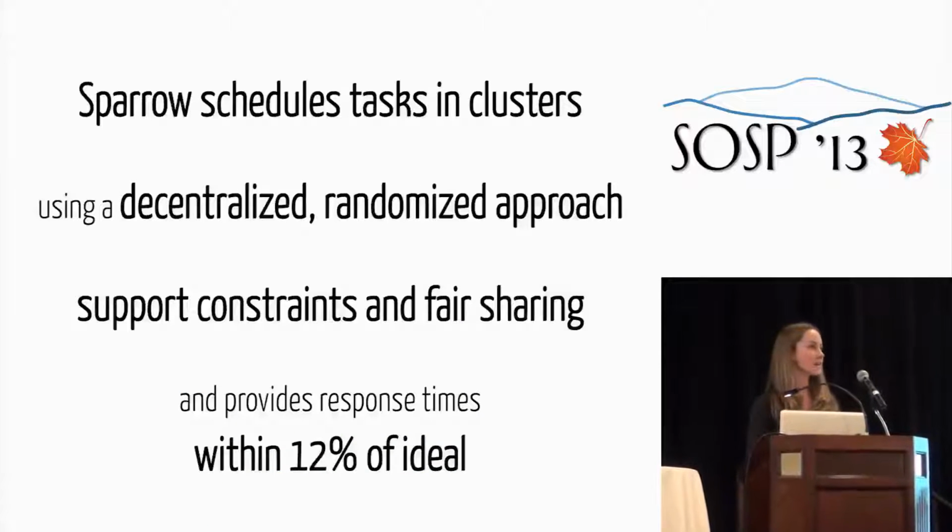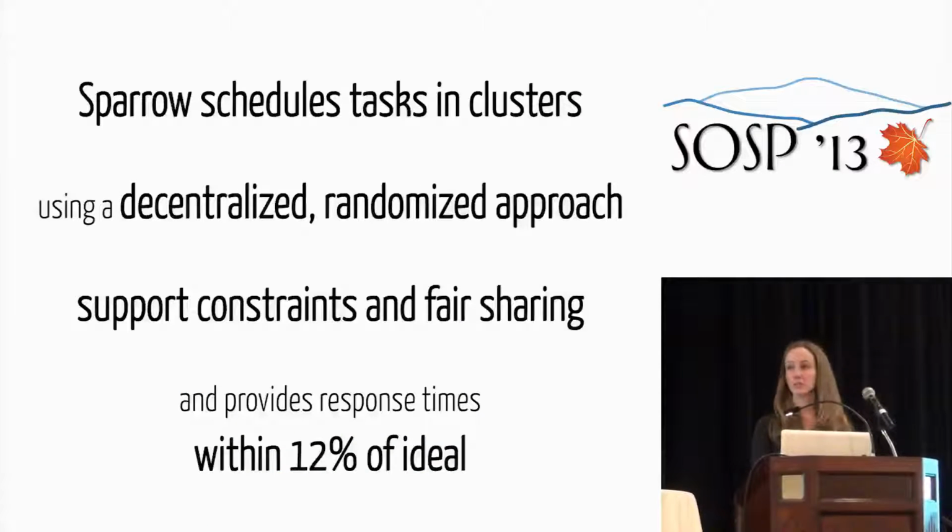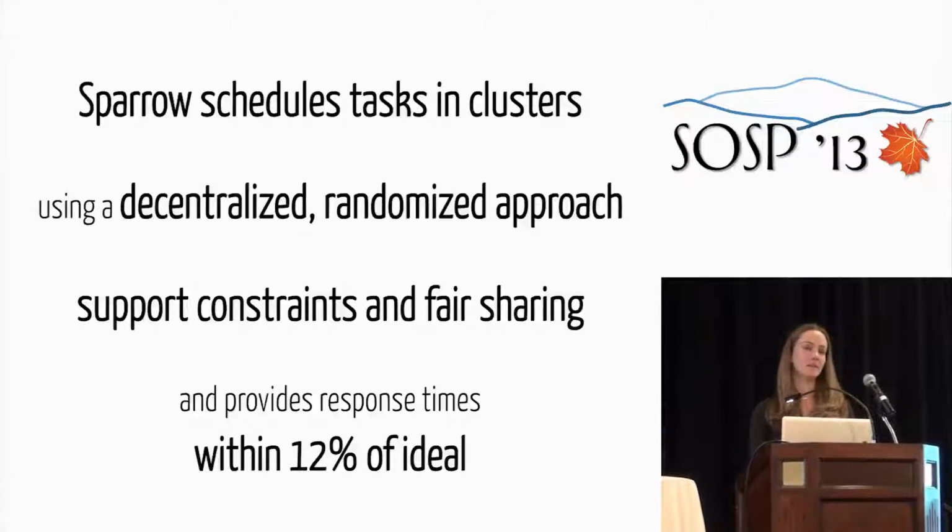Sparrow schedules tasks for jobs running in compute clusters using a decentralized, randomized approach. This approach avoids the throughput and availability limitations of today's centralized schedulers, and in doing so, loses very little. Sparrow can support policies and constraints and provide response times within 12% of what an ideal scheduler could provide.